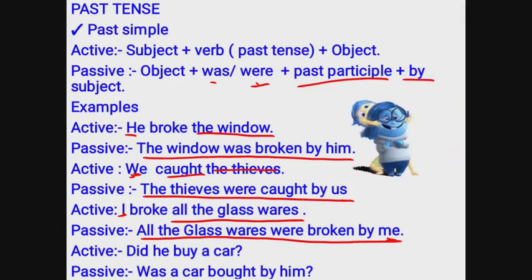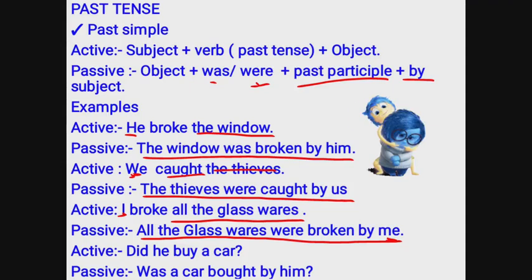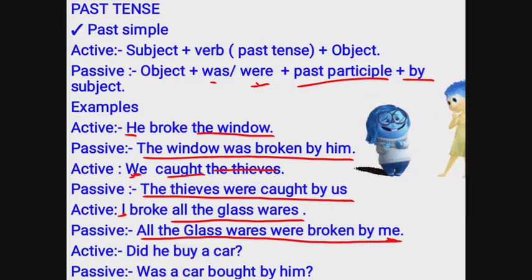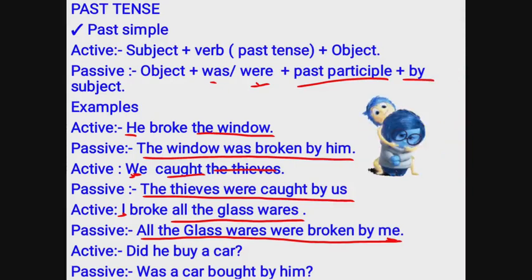Let's look at the third example. What if your active voice is a question? For example, did he buy a car? How do we change an active voice question to a passive voice? A question in the active form, how do we change it to a passive voice?